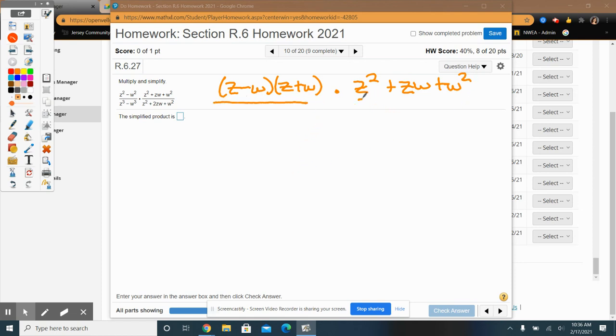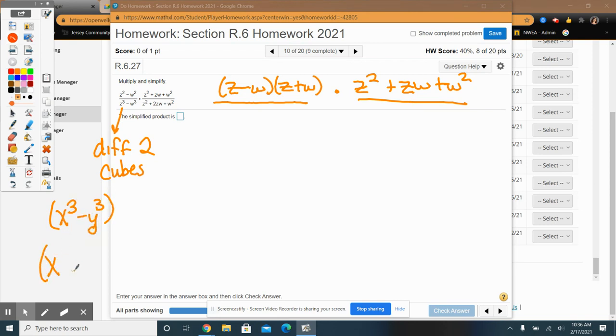The bottom piece, though, does factor. This is called the difference of two cubes, and it's been a while since you've seen this. And the rule for two cubes is this. If it's x cubed minus y cubed, what we do is we take the cube root, we keep the sign, and you take the cube root.